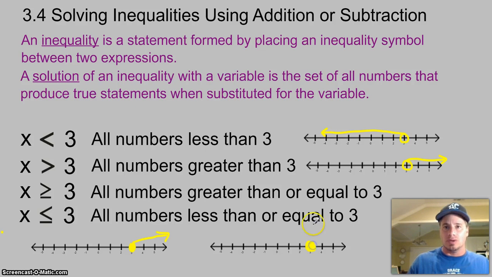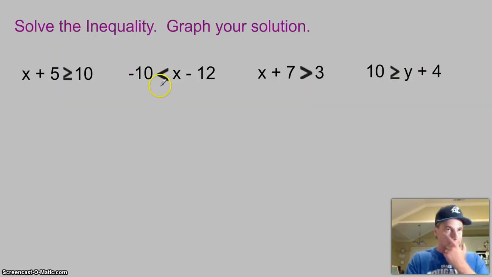So when I include the 3, I want to color it in. And going less than is left, so I want to make sure my arrow is going to the left. Okay? Now let's look at some problems that we have to solve.